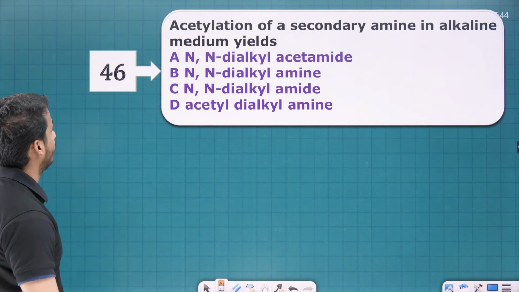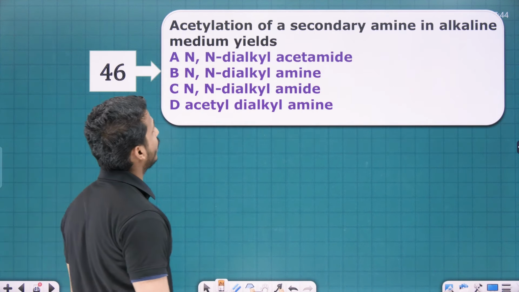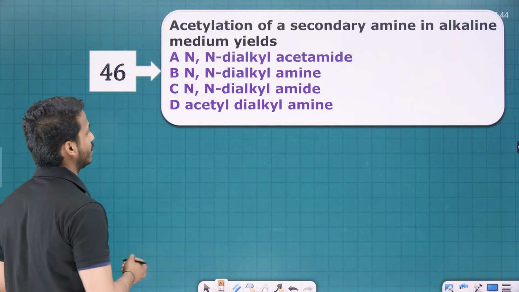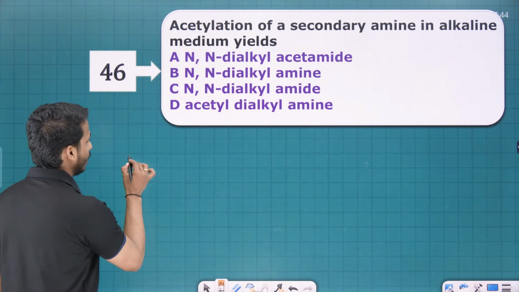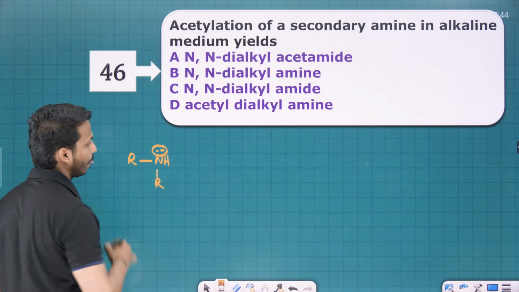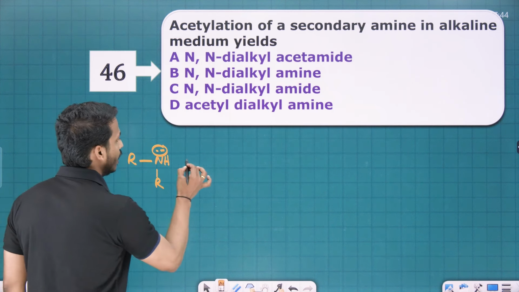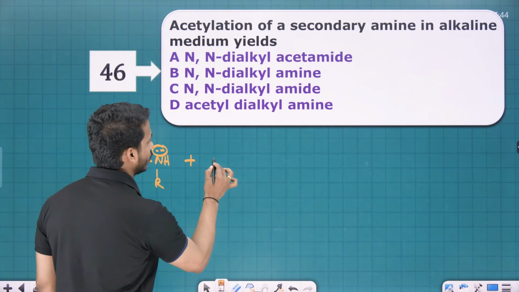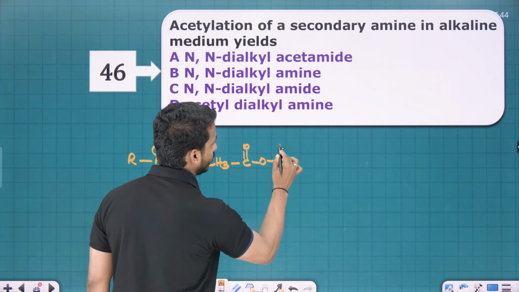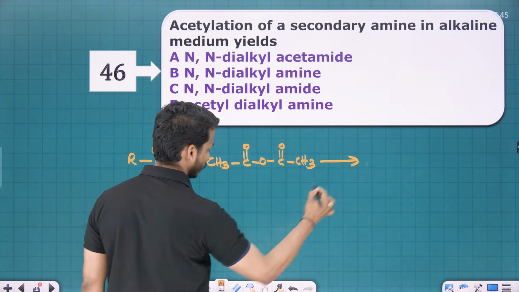So therefore option B. Acetylation of a secondary amine in alkaline medium yields. Let me give you an example. Secondary amine, right? Okay, let me take a secondary amine, RNHR. Is it a secondary amine? Yes, NH group is there. Secondary amine reacts in acetylation. What is acetylation? Treating with CH3CO-O-CO-CH3, acetic anhydride.